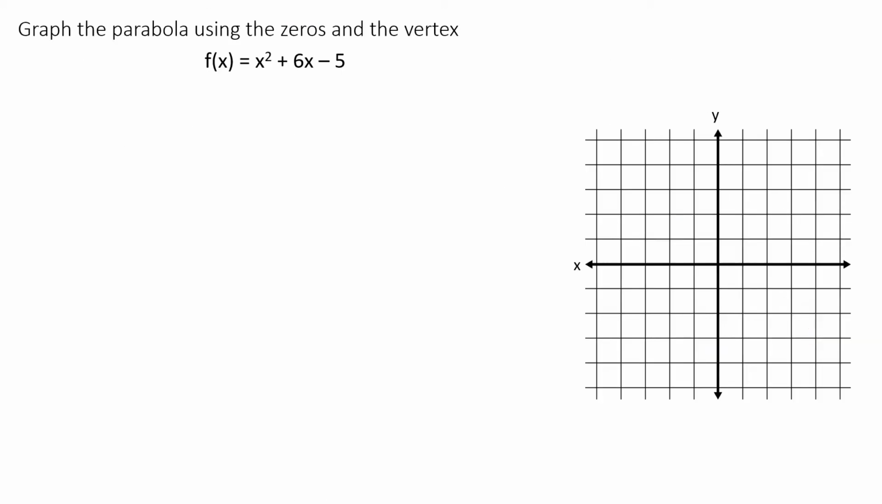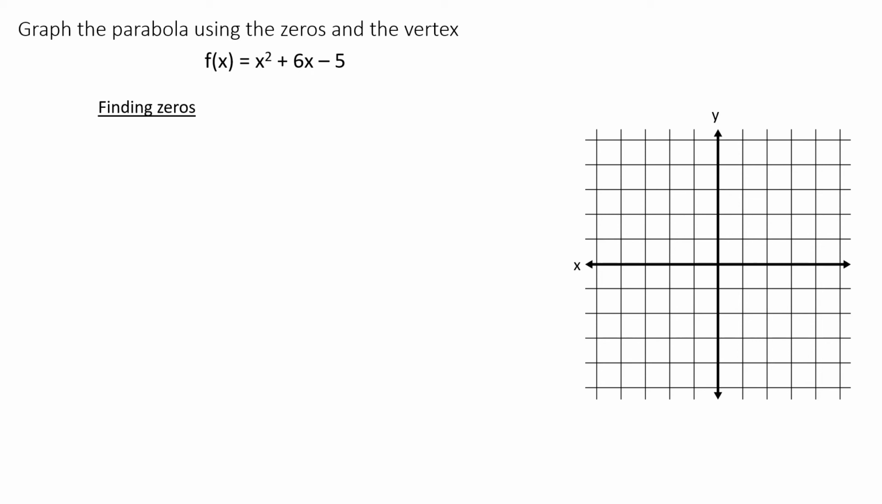Now it says graph the parabola using the zeros and the vertex. Now how do we know it's a parabola? They didn't even have to say parabola, right? We know it is because x is squared at this particular point. The highest degree is 2. But they're telling you parabola, using the zeros and the vertex. So they're asking you to find the zeros and the vertex.